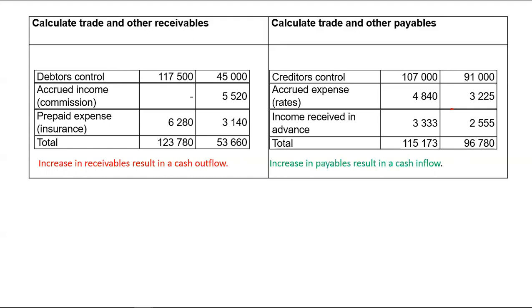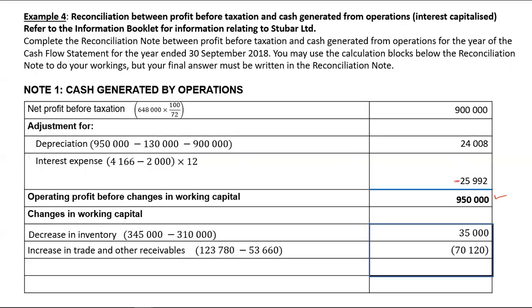All right. How do we record it? In the reconciliation between profit before taxation and cash generated from operations, I'm going to have increase in trade and other payables in brackets. I will have 115,173 minus 96,780. That'll give me a cash inflow of 18,393.